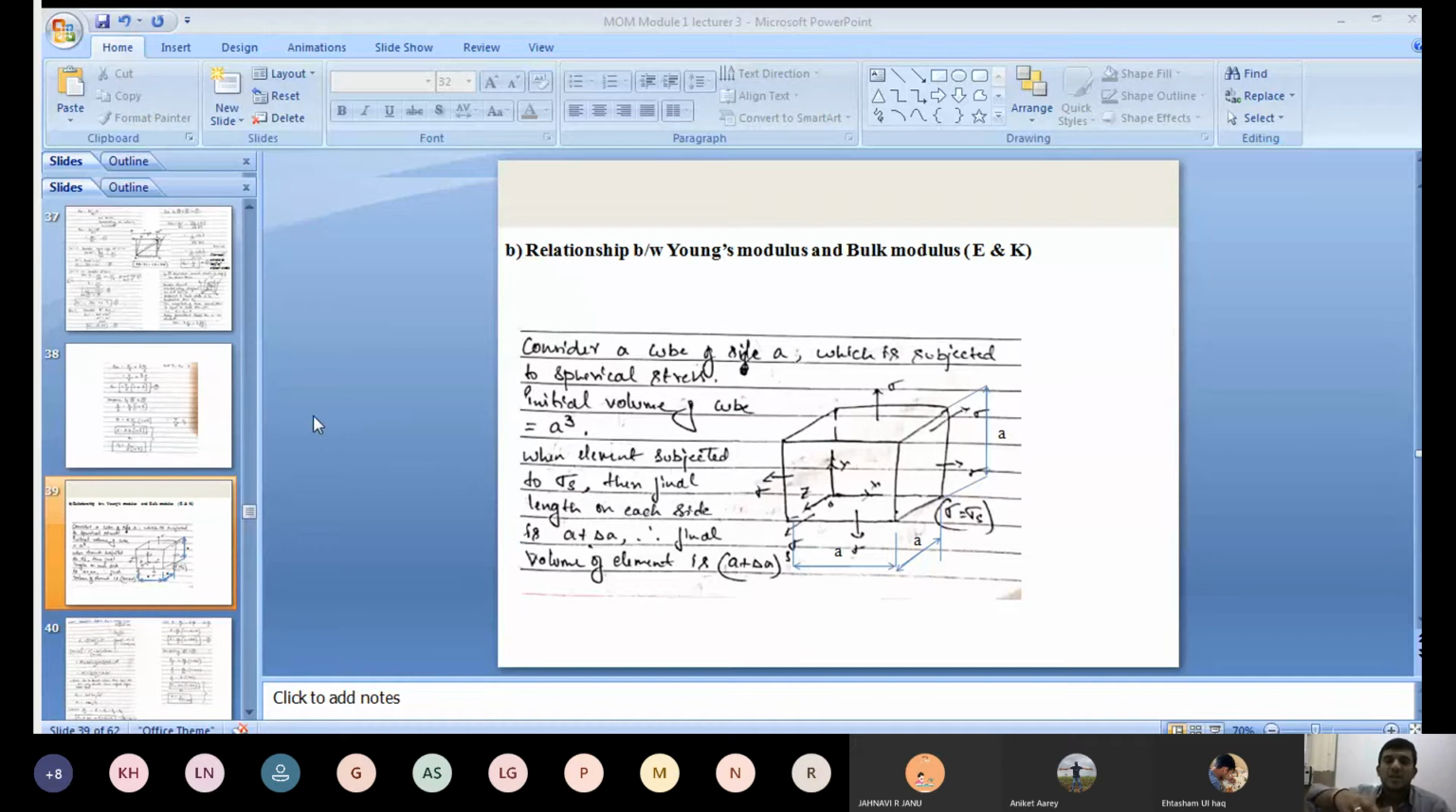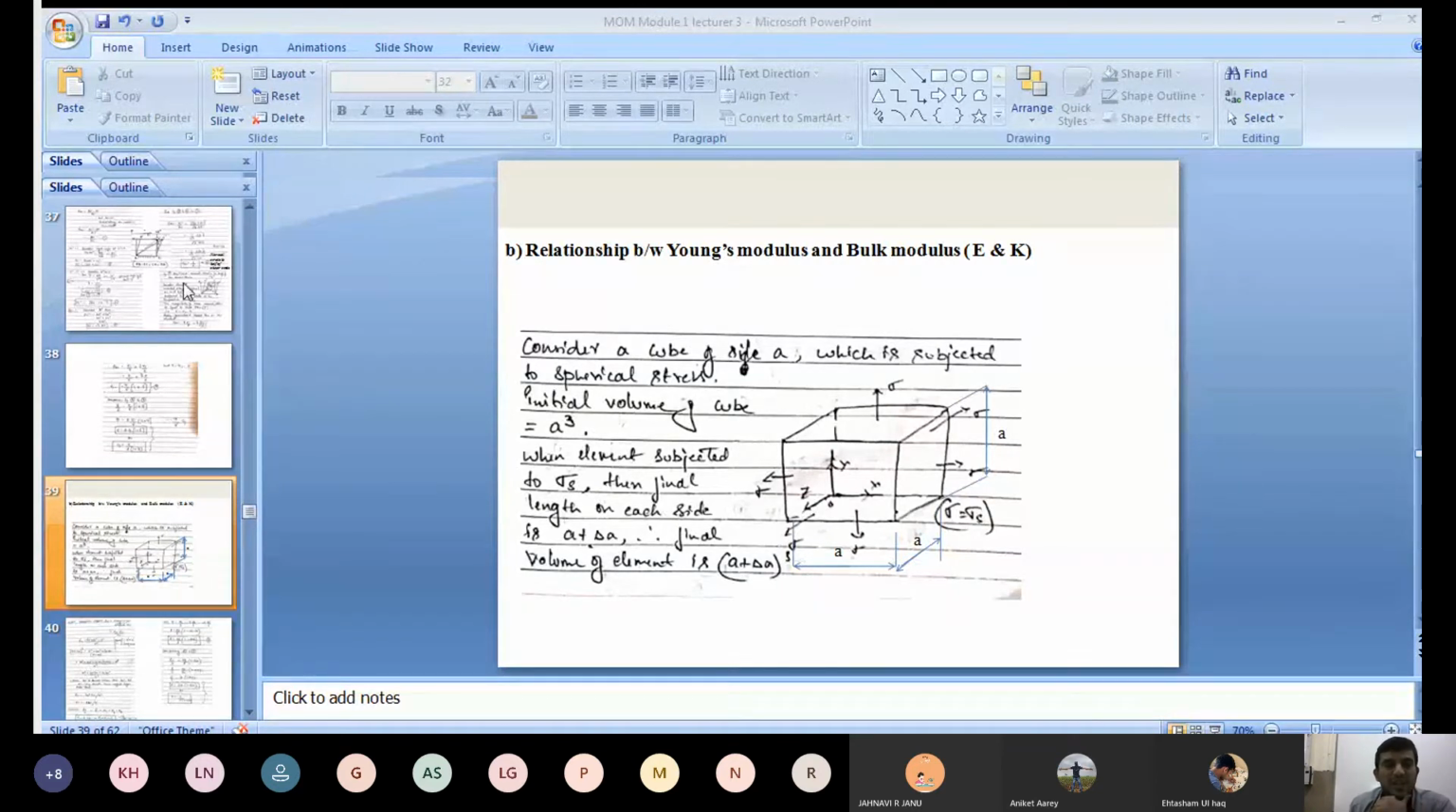Spherical stresses means the stresses are acting in all three mutually perpendicular directions, but acting with the same magnitude. This magnitude should be the same. Then those stresses are called spherical stresses. The normal stresses acting in all three mutually perpendicular directions with the same magnitude are called spherical stresses, right?